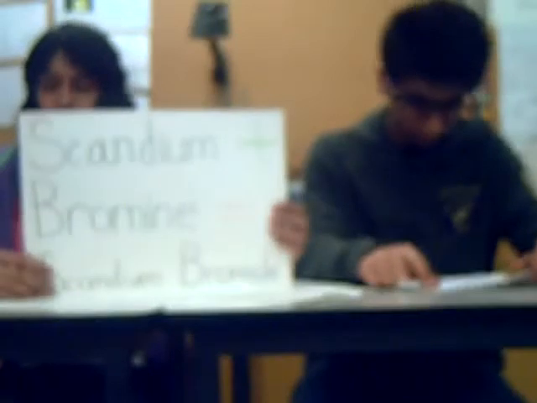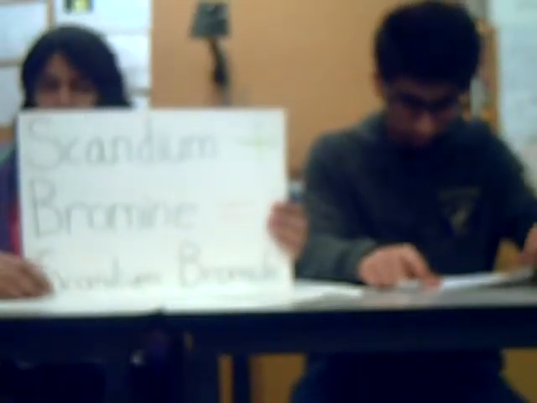In simpler terms, this means that the element furthest left on the periodic table goes on the left of the name, and the furthest one to the right goes on the right. Simple as that. So, if you put scandium and bromine together, you will get scandium bromide. And the name of nitrate and calcium put together would be calcium nitrate.